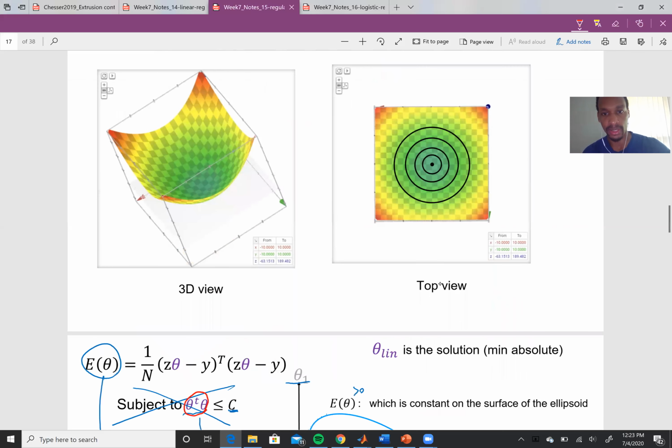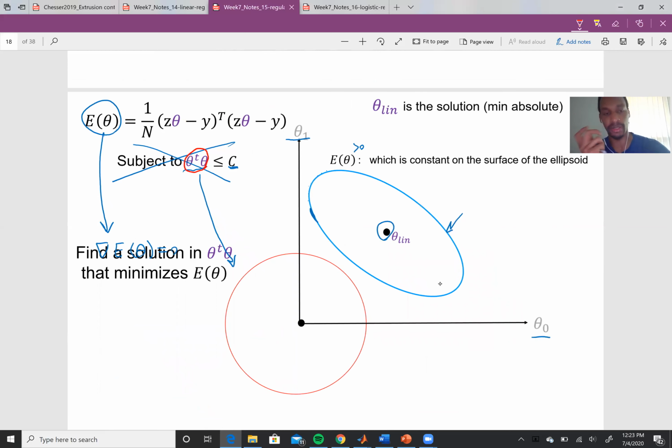Okay, so now we want to bring those two together. So we have this E subject to this constraint. And I guess this is what was confusing me, because here it says that E theta is constant on the surface of the ellipsoid.